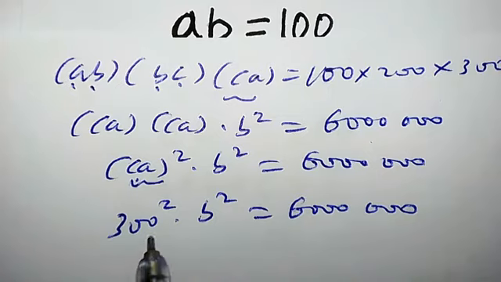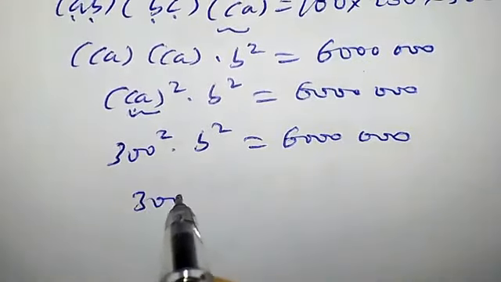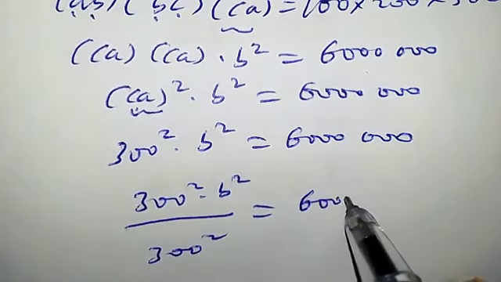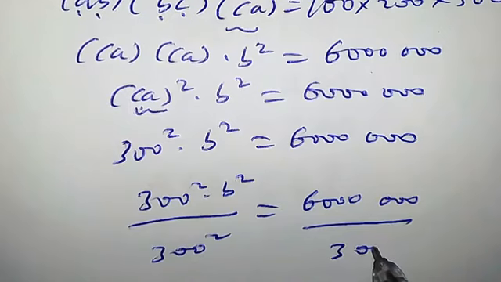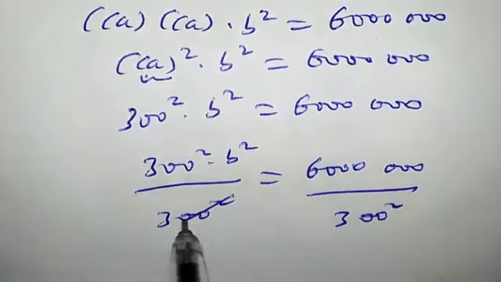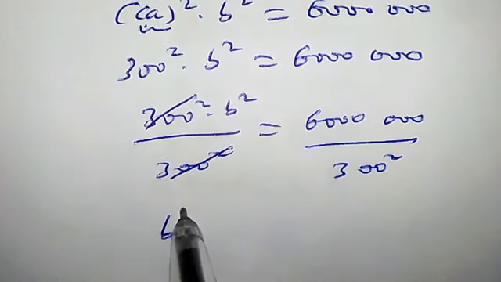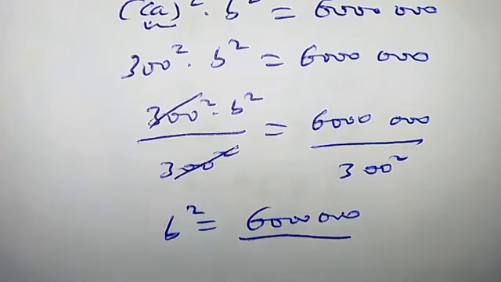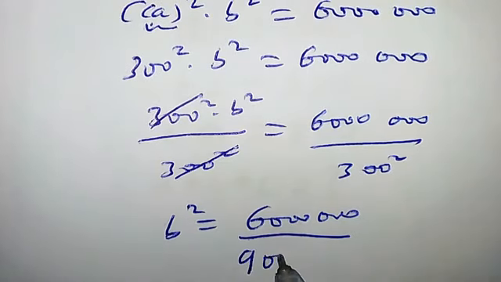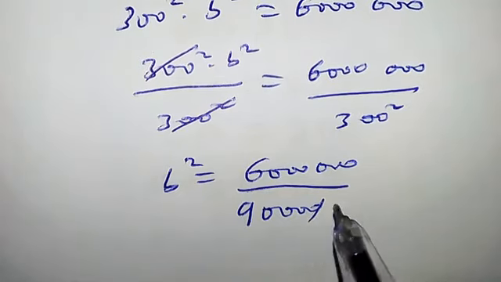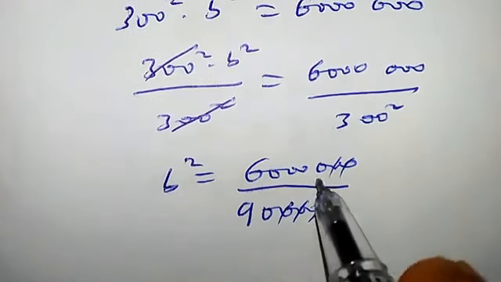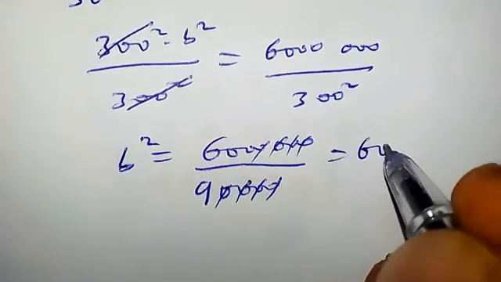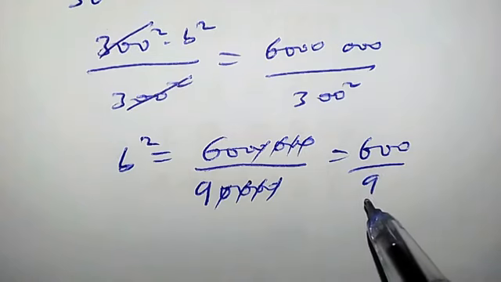We can now divide both sides by 300 square. So we're going to have 300 square times B square over 300 square equal to 6 million over 300 square. This cancels out, so we are left with B square equals 6 million over 300 square, which is 300 times 300, that is 90,000. Clearly, the zeros cancel, so we are left with 600 over 9. 600 over 9. We can simplify this further.